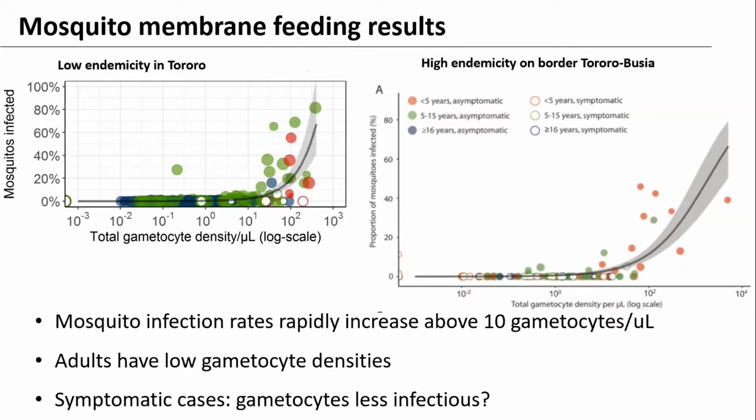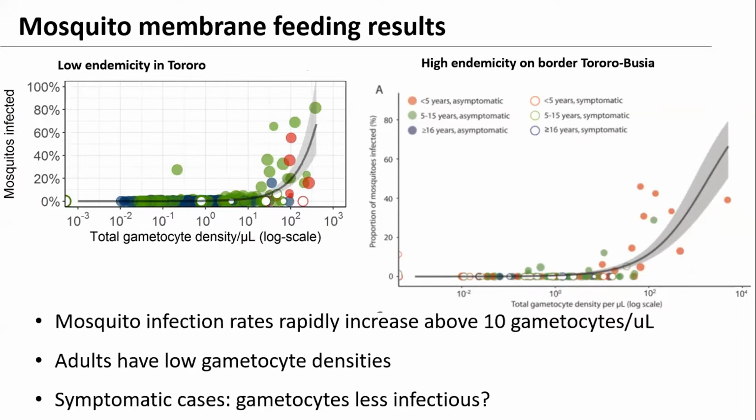What we see here, the y-axis is the infected mosquitoes, and the x-axis is gametocyte density per microliter. And what we see here is that adults have the lowest gametocyte densities and are also less infectious. These are the blue colors you see there. Also, gametocyte density was strongly predictive of mosquito infections. As you can see, the higher the gametocyte density, the more mosquitoes are infected. And indeed, mosquito infections rapidly increased above 10 gametocytes per microliter.